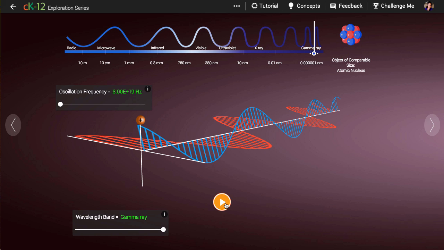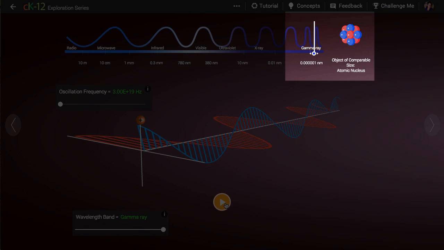The highest frequency light is known as gamma ray light. The wavelength of the light produced is about the size of a nucleus. And in fact, gamma rays are often released in nuclear reactions, such as the fission of a nucleus into smaller bits.